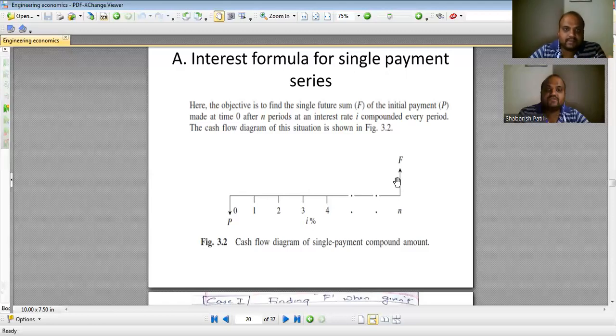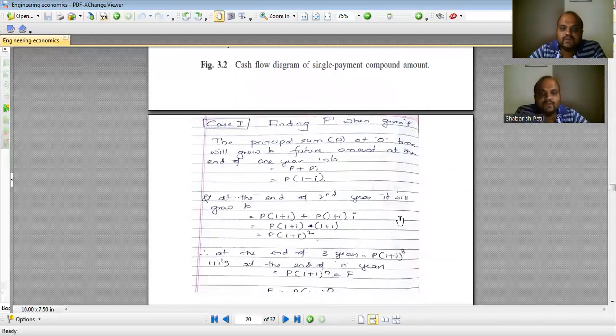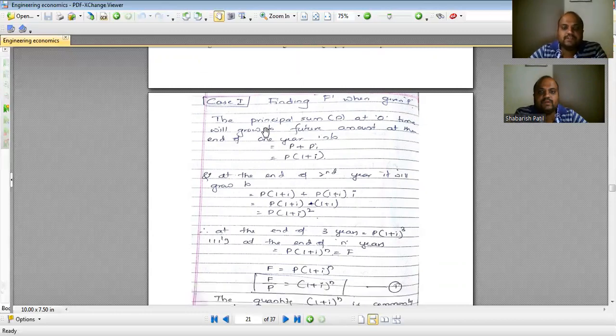Here is case A. You can pause the video and go through this cash flow diagram. Case one is about finding F when we have a given present worth value P at zero time. The principal sum P at zero time will grow to a future amount at the end of 1 year. I mentioned 1 year, but it is one unit of time, which can be a week, a month, or a year. Just for simplicity, I have taken it as a year here.